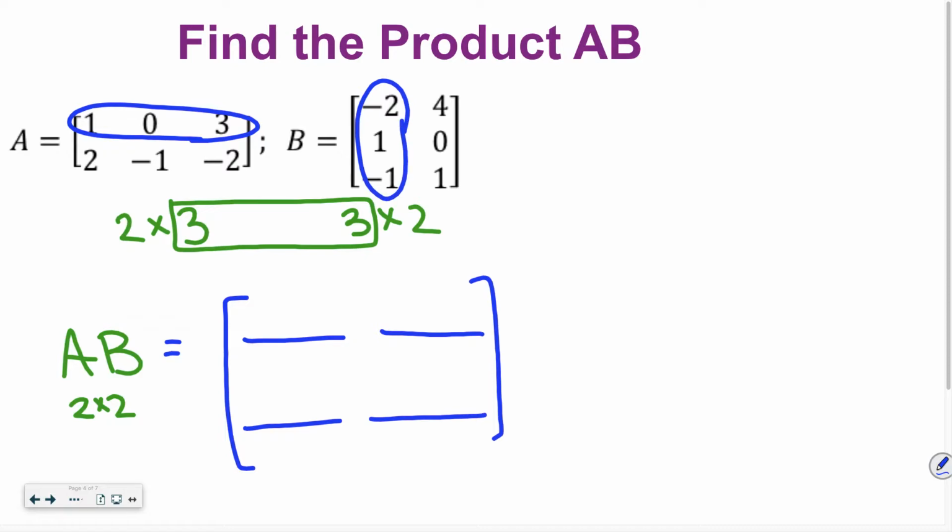row times the first column, and we have 3 products to take. So this is the work that I would expect to see. I need to see you write down 1 times negative 2 plus 0 times 1 plus 3 times negative 1.